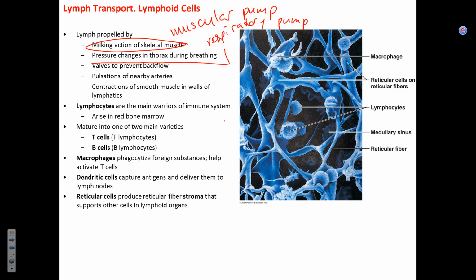Which cells can we find in the lymph nodes? Let's think. So what is the function of lymph nodes? To cleanse lymph. So you have some really crappy fluid, okay? So what do you need to clean it from first? There are chunks of cells. In the lymph nodes? Yes, there are going to be macrophages, absolutely, okay?